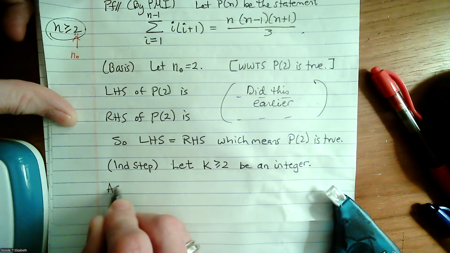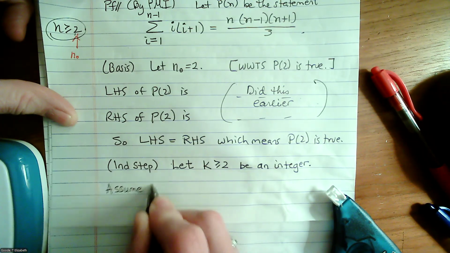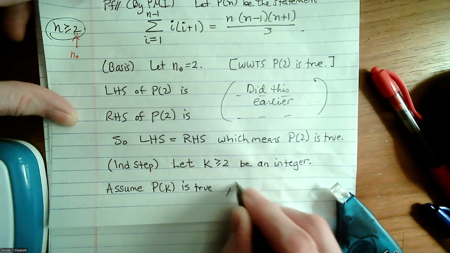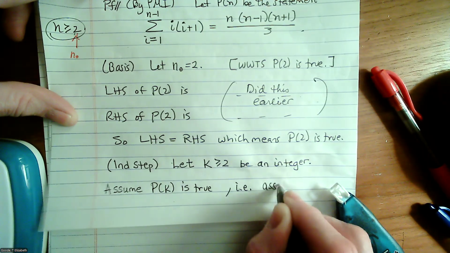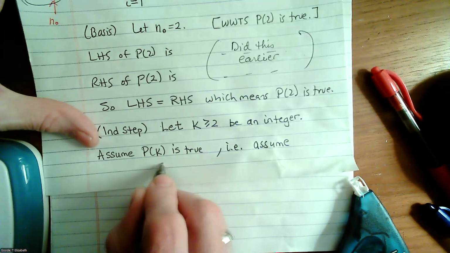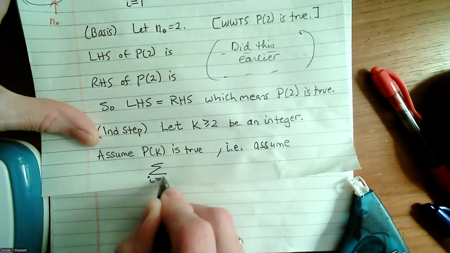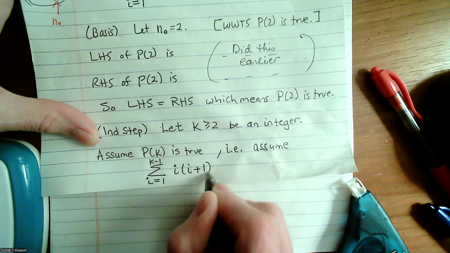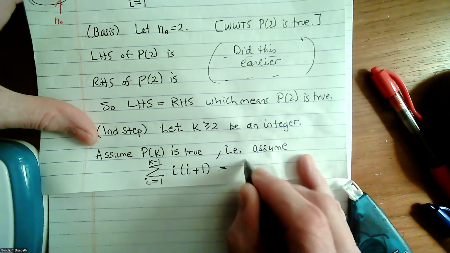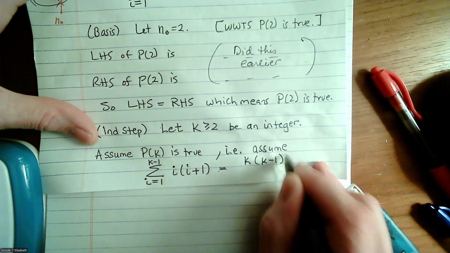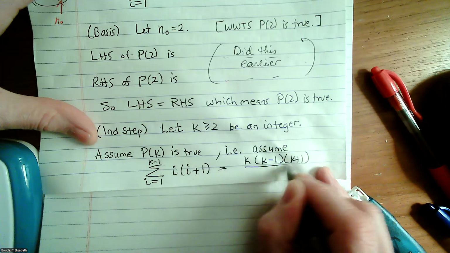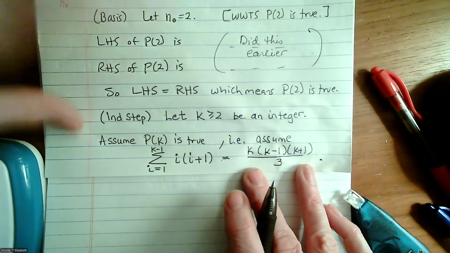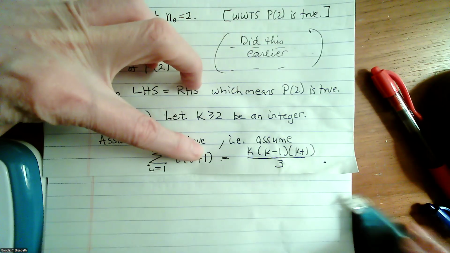That might have confused you a little bit. Assume P of k is true, i.e., we're going to assume that the sum from i equals 1 to k minus 1 of that expression for the ith term is equal to k times (k minus 1) times (k plus 1) over 3. That is our inductive hypothesis. This is where we assume we're standing on the kth step of that staircase.